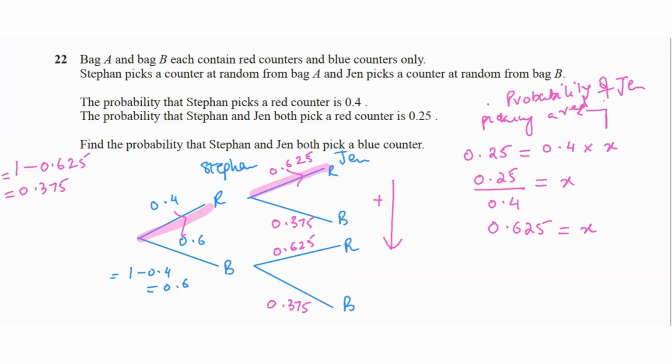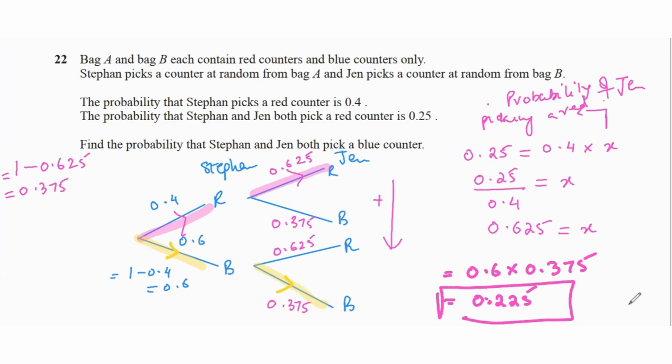So now we're talking about the probability of both picking a blue counter. So that's from here to here. So that clearly shows that we're going to multiply 0.6 and 0.375. So 0.6 times 0.375, and that is going to give us 0.225. This is your final answer.